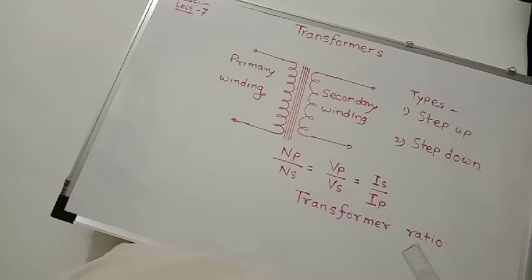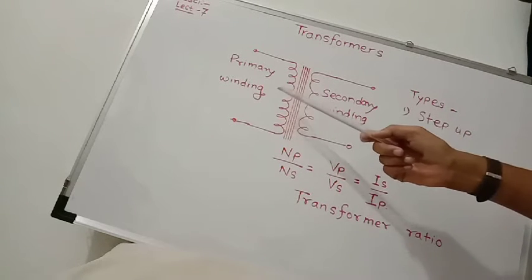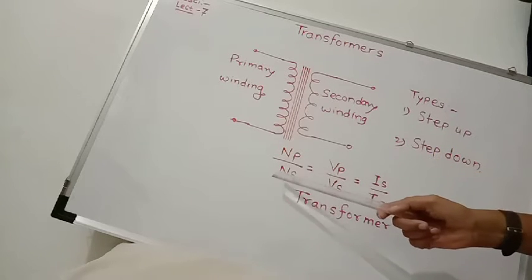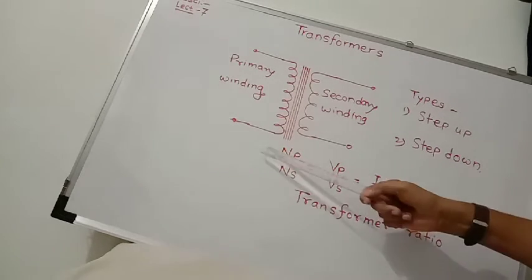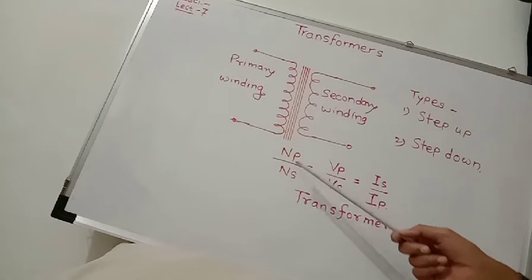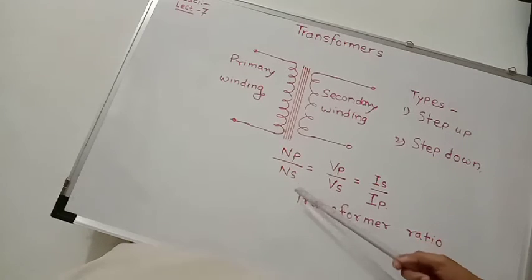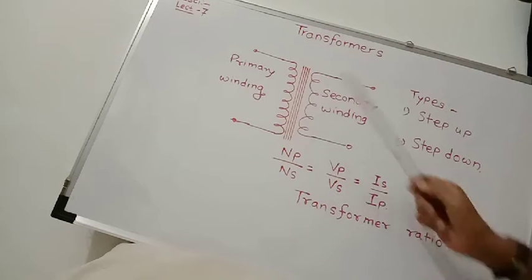Now there is the turns ratio of a transformer. Turns ratio of a transformer means the number of turns in the primary winding divided by the number of turns in the secondary winding. Turns means the number of turns of copper coil used for the primary. The number of turns in the primary is called Np, and in the secondary Ns. So Np upon Ns is called the turns ratio of the transformer.